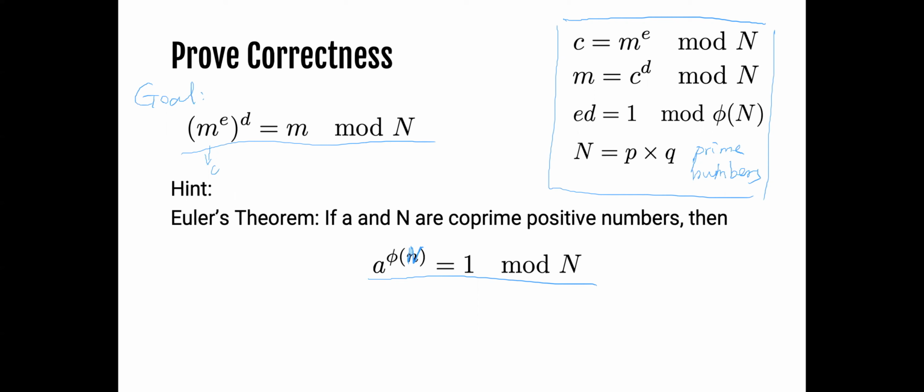All right, and then Tanner says that M to the ED is equal to M to the 1 because M to the ED is equal to M to the phi of N times K plus 1. And then you have M to the phi of N to the K and then times M, right? So my question for you, Tanner, is that, remember that in Euler's theorem, M to the phi of N is equal to 1 modulo N only when M and N are coprime positive numbers. So what if they're not coprime? Can you still prove that this is correct?